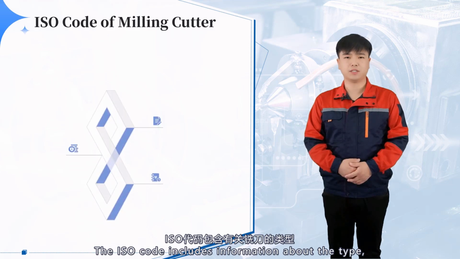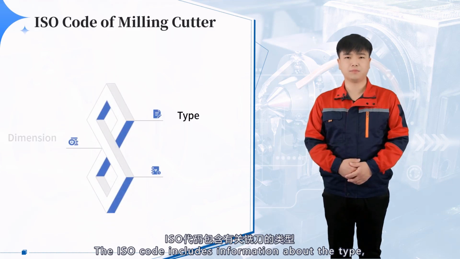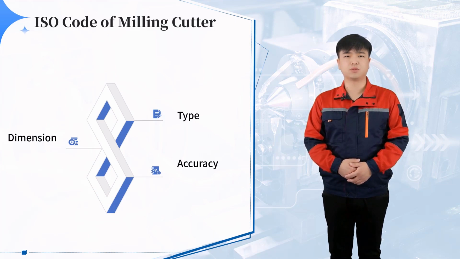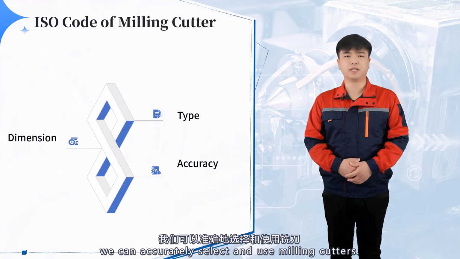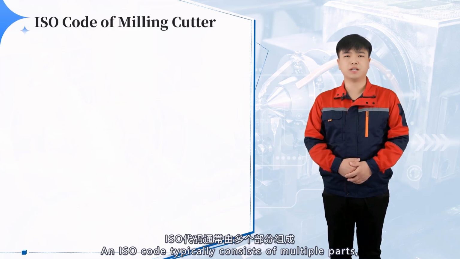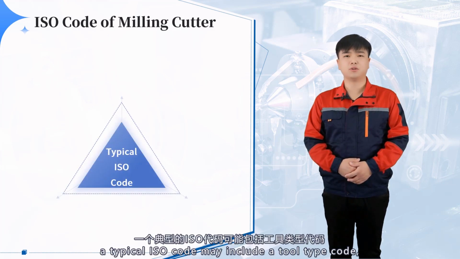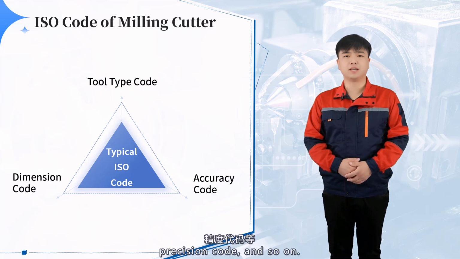The ISO code includes information about the type, size, and precision of milling cutters. Through the ISO code, we can accurately select and use milling cutters. An ISO code typically consists of multiple parts, each representing different meanings. For example, a typical ISO code may include a tool type code, size code, precision code, and so on.